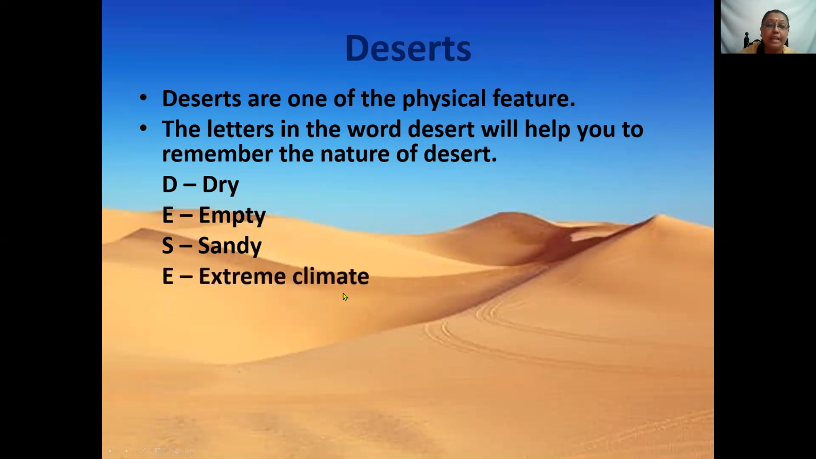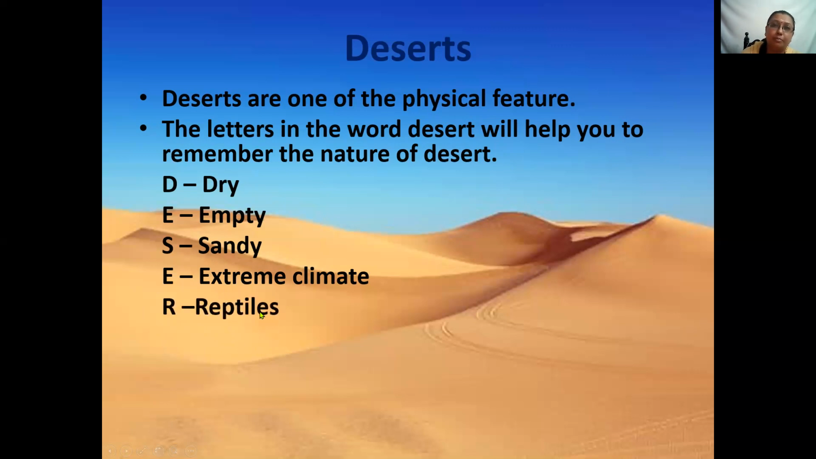And E stands for extreme climate. Yes, this you know from the 4th grade itself, right? What is the climate of desert? They have extreme climate. During the daytime, it will be very hot, and during the nighttime, it will be very cold. And hence, we call the desert an area which has extreme climate. So the letter E stands for extreme climate here.